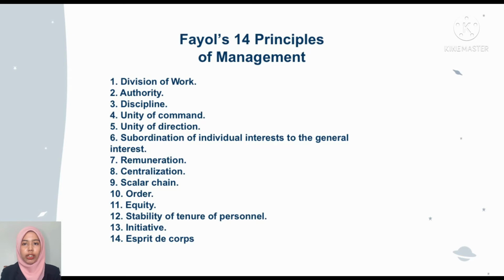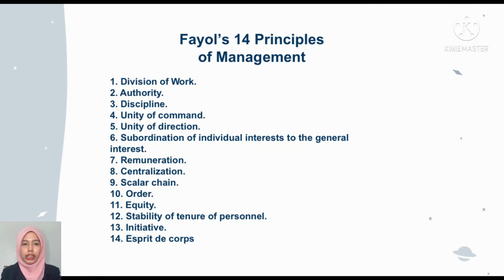Number 5, unity of direction. Everybody is pushing in the same direction. Number 6, subordination of individual interest to the general interest. An individual employee should put personal interest aside and pursue the greater purpose. Number 7 is the remuneration of personnel. He thought people should be paid fairly. Number 8 is centralization. Fayol believed that the correct balance of centralized decision-making should be found by managers.